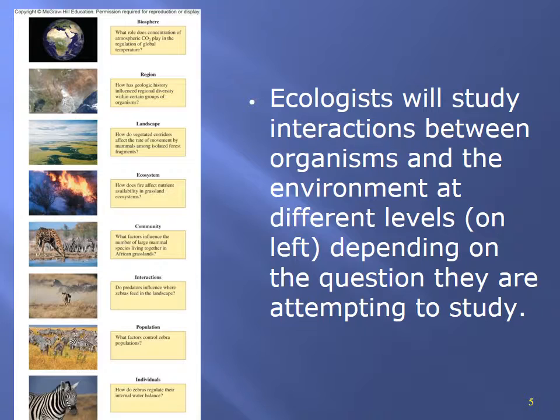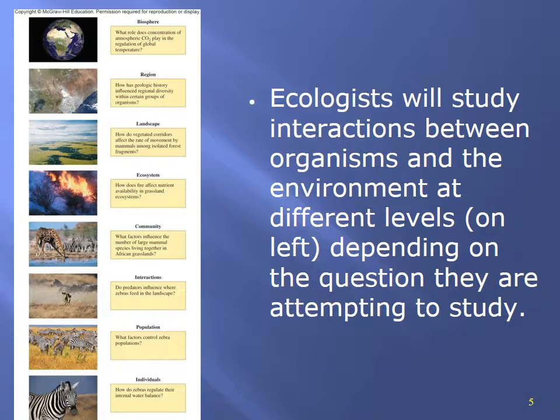As I mentioned, at the bottom is the individual. So you might just be looking at, in this picture, a certain zebra and things going on with that particular animal. You could look at a population, which would be looking at a group of zebras living in one area. So a group of one species living in one area is your population. You could be looking at a community, and that's a group of different living things that live in one area. So for example, you might be looking at the giraffes and zebras and other things that live in a certain area and how they interact.